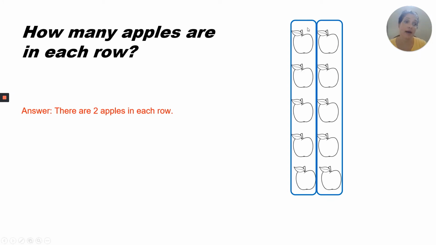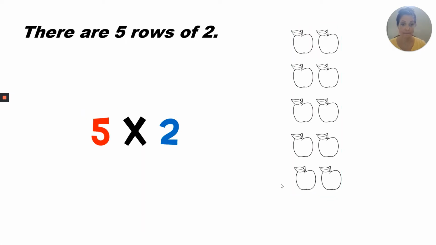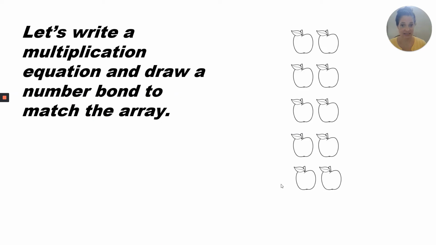Notice how I've put a box vertically. The vertical group is called a column. That is the second factor in a multiplication equation. There are 5 rows of 2, and we can express that as 5 times 2. Let's write a multiplication equation and draw a number bond to match the array. So we have 5 groups of 2. We need to know what the product is, right? Because we're looking for a multiplication equation.